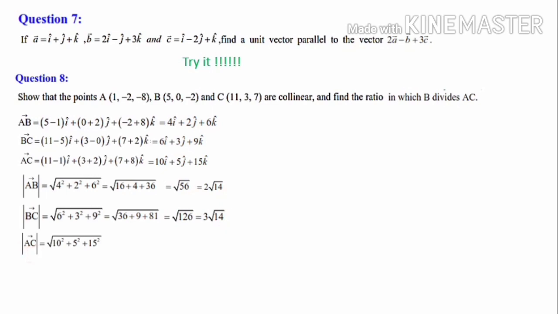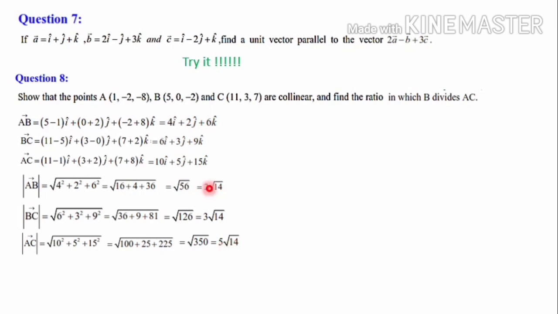Next is modulus of AC, that is root of x square plus y square plus z square, that is root of 10 square plus 5 square plus 15 square. 10 square is 100, 5 square is 25, 15 square is 225, that is equal to root of 350. 350 when you factorize, you will get 25 into 14. When 25 comes out, it comes as 5 root 14. As I said before, if you feel it is difficult to write mentally, then you can go for factorization as rough work, and then from there you can write the final answer here.